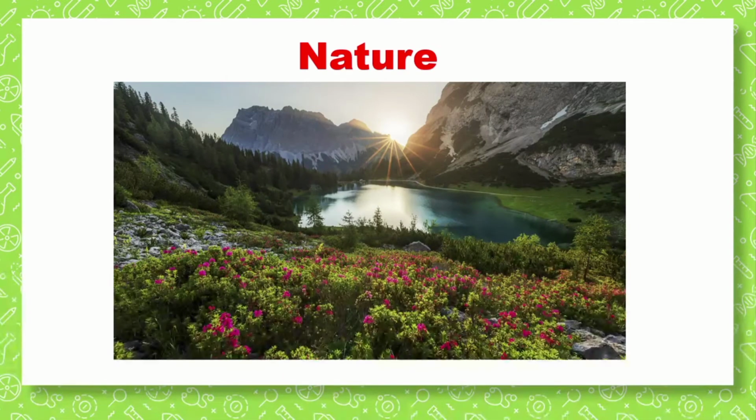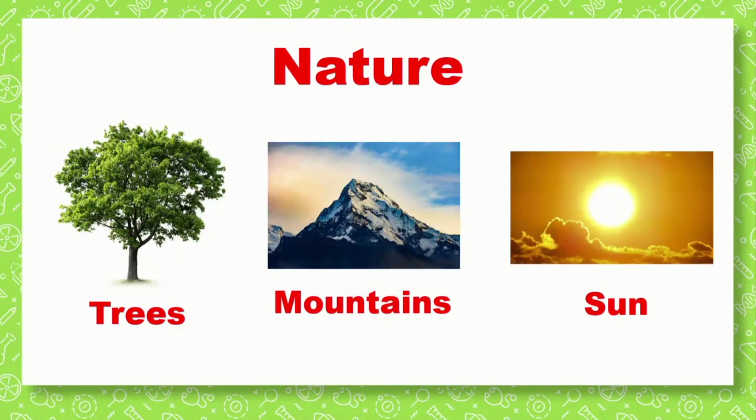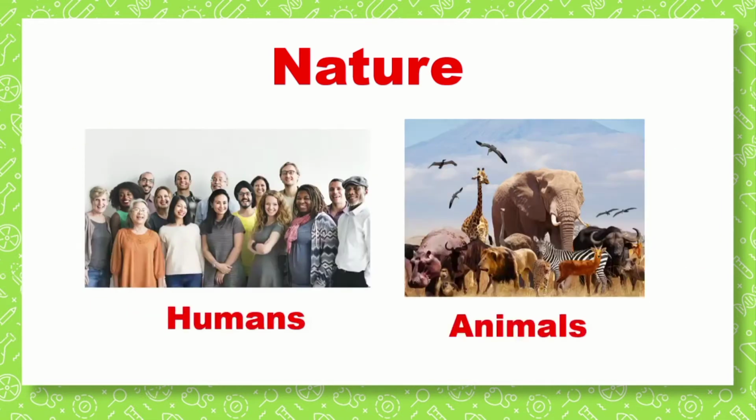Natural comes from the word nature. What is nature? Nature can be trees, mountains, or the sun. Anything that's already found in nature that humans don't make is considered part of nature. We don't make the trees, we don't make the mountains, and we don't make the sun or the moon or the sky because they're part of nature. What else is considered nature? Humans and animals are considered part of nature.